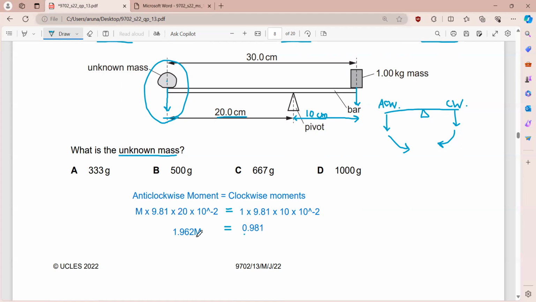And mind you, this M is going to be in an SI unit. So if you solve this, you'll get M equals 0.5. But don't forget, this is in SI unit. Everything you do, just remember it's in SI unit. So to convert that to gram, it's times 10 to the power 3, which is going to give you 500 grams, which is option B.